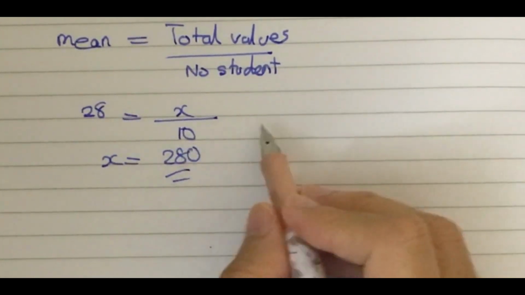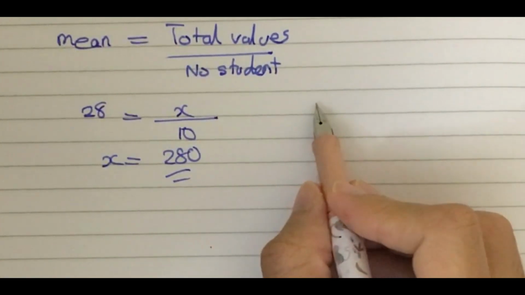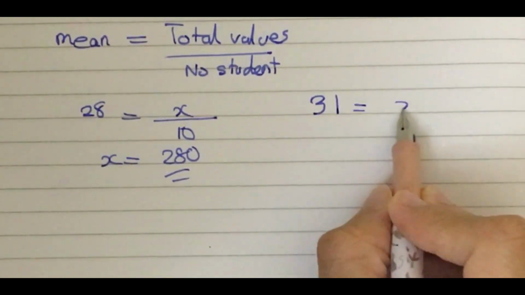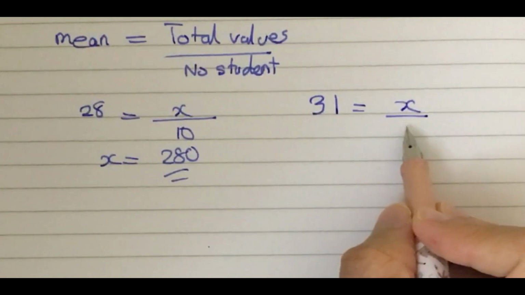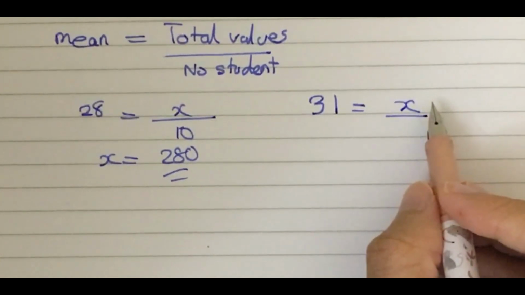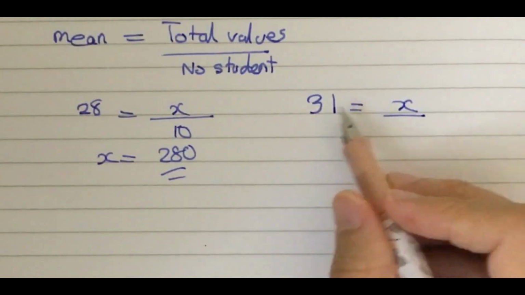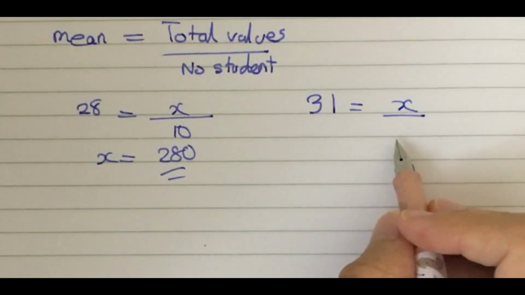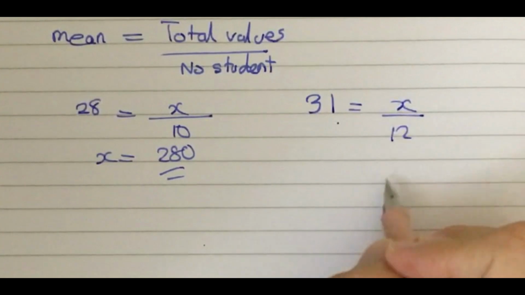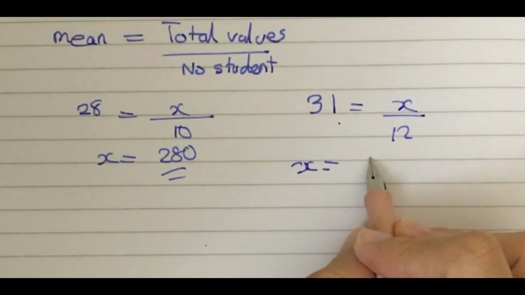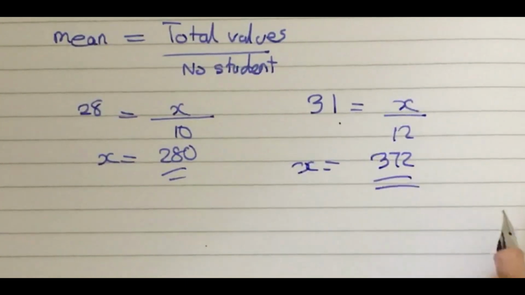So I can use the same concept over here as well. So I have a 31 mean and I don't know the X value. And I can see that basically two students have, that will be used later on. So first now I'm going to calculate the total values. So basically I have 12 students. If I multiply these two, I will get basically 372.